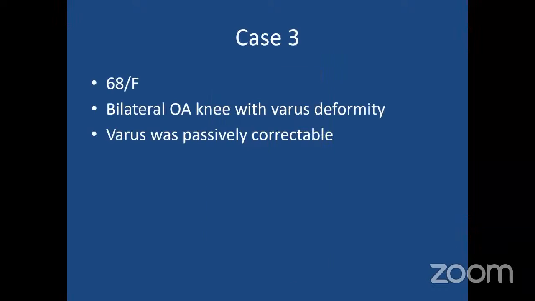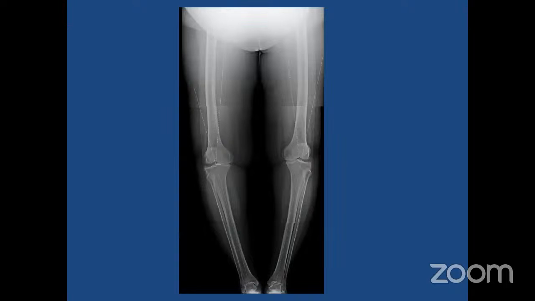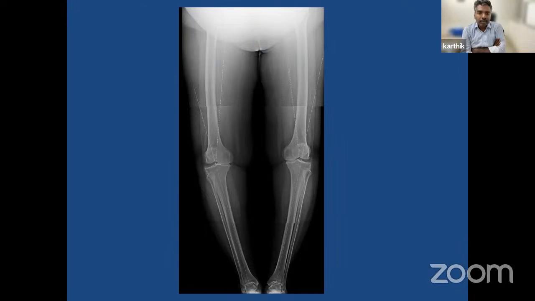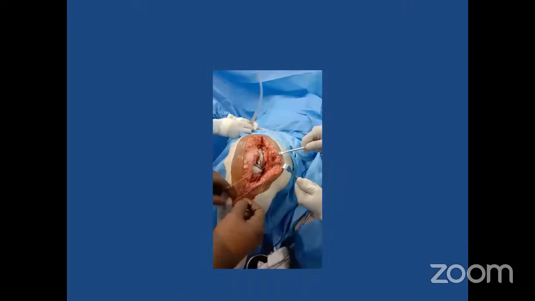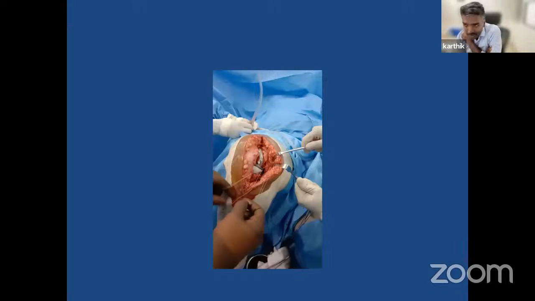Kowshik, we got one more case? Yes, sir. Quickly, we'll go through that, and then we'll go to Arun's case. This is a 68-year-old female with a bilateral OA knee varus deformity, and the varus was passively correctable. This is the full-length standing view of the patient. Go ahead. So this patient, we had an iatrogenic MCL injury.